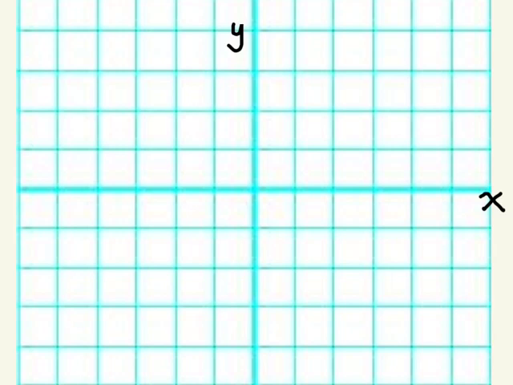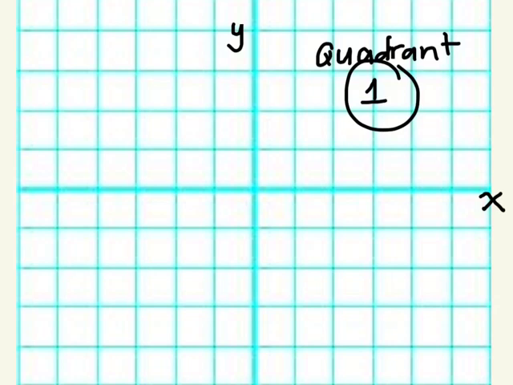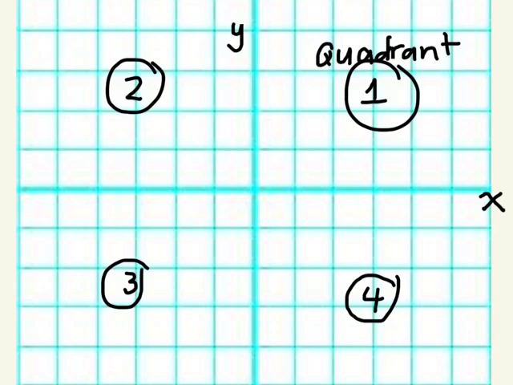How many sections does this have? 4. Right, these sections are called quadrants. Have you heard that before? Yeah? Okay. Now, this is quadrant 1, always. And then we move to the left, counterclockwise. This is quadrant 2, this is quadrant 3, and this is quadrant 4.